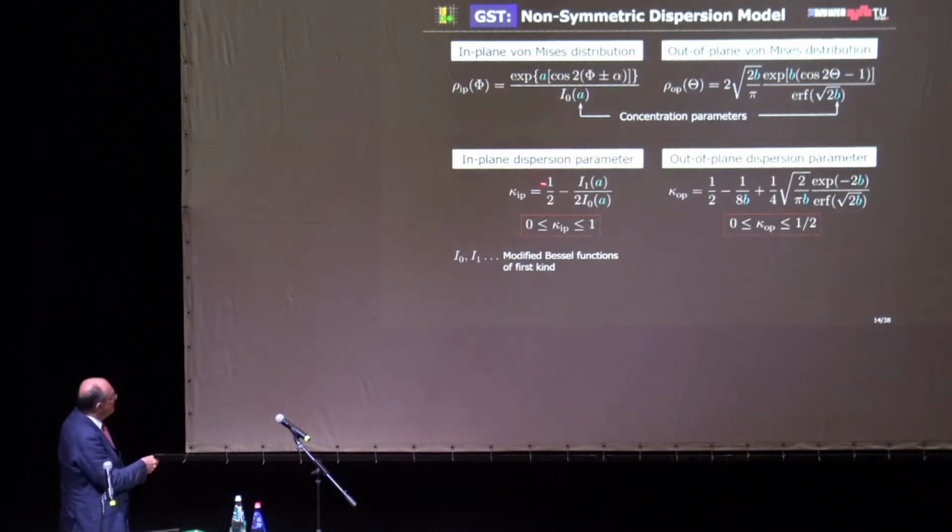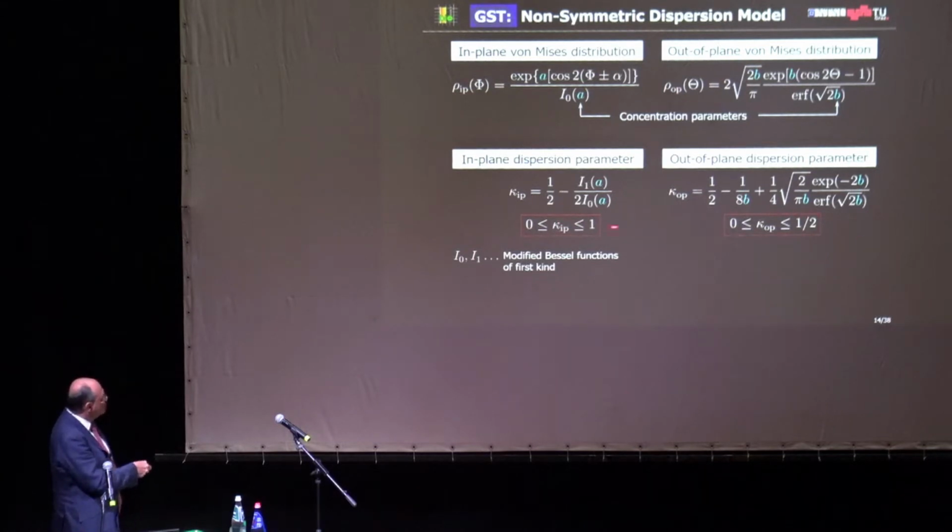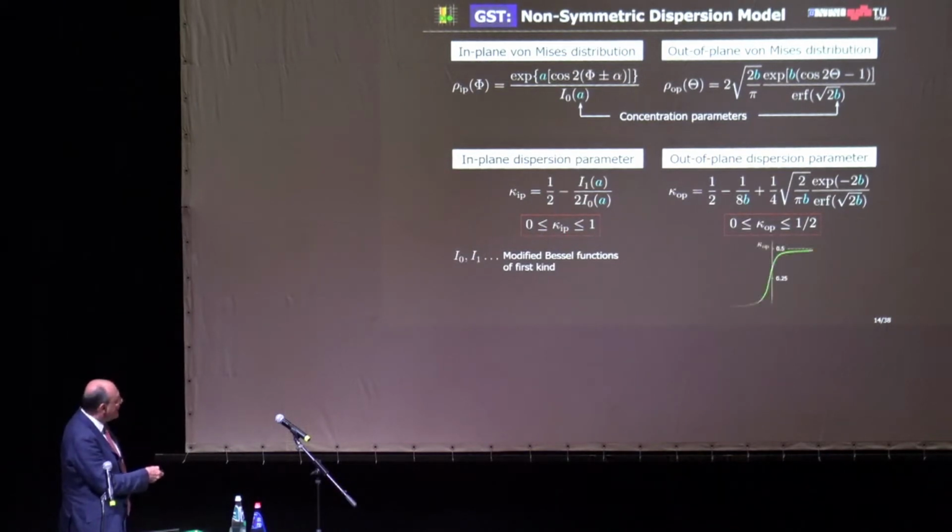And then you can also show the details, you find in the paper, but important is the message behind that. When you have A and B, you can actually define a dispersion parameter in plane and a dispersion parameter out of plane, which has some bounds here from 0 to 1, for example, for the in plane, and from 0 to a half, here you see this for the out of plane.